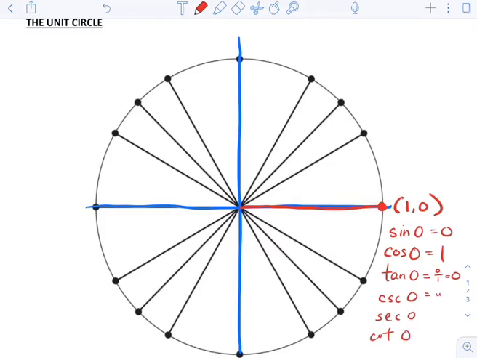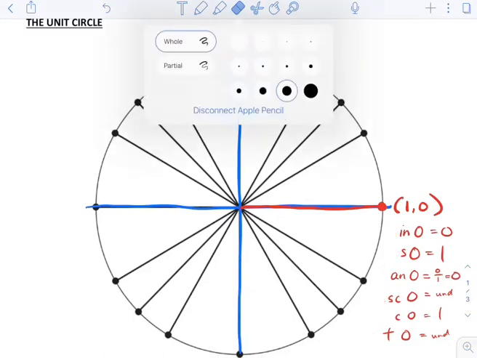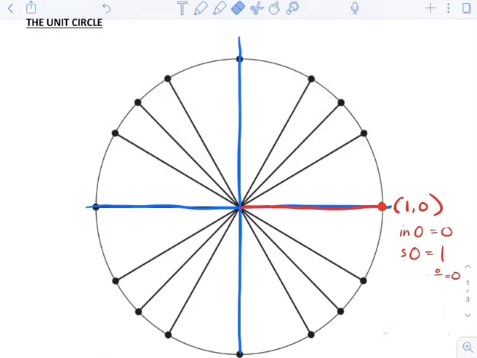Reciprocal of 0 is undefined. Reciprocal of 1 for secant is also 1. And reciprocal of 0 for tan to get cotangent is undefined as well. So that's kind of the idea behind getting all 6 of our ratios as long as I have the points around the outside. So let's go through how I get the points around the outside for this.